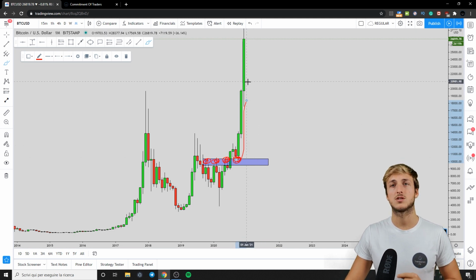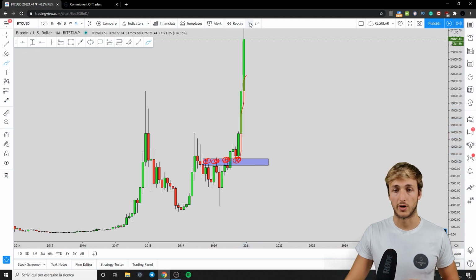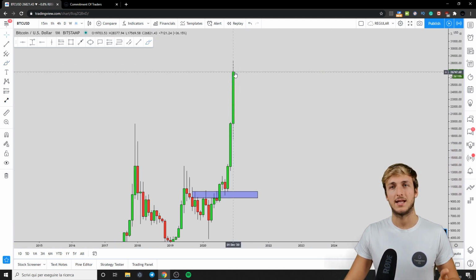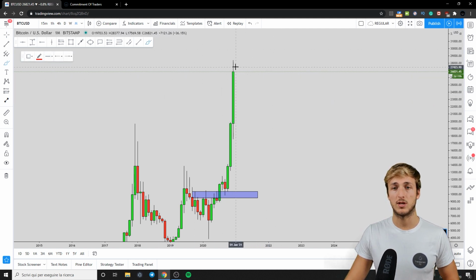Now the market has created the move to the upside. So where is the next opportunity for it? Now, after a market creates all-time highs, at some point it will need a retracement to grab some liquidity before the continuation to the upside.